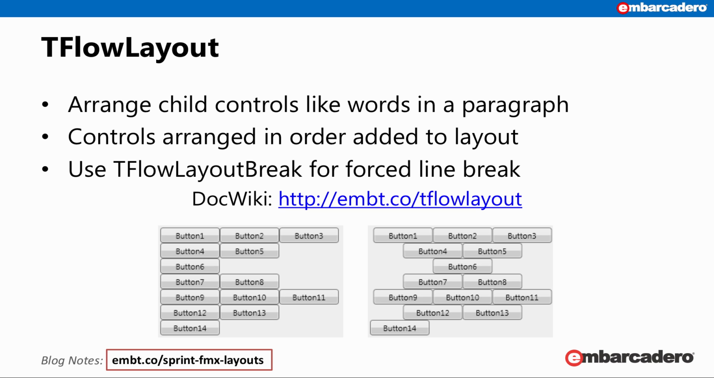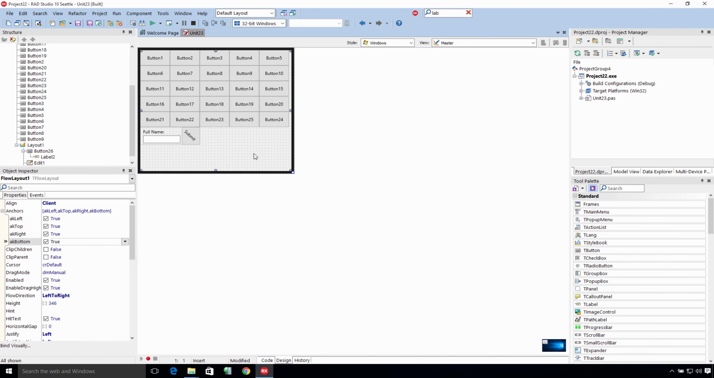The one thing though is if you do want to have a forced break, so you see in that picture on the left there, button 6 and button 5 have space after them that could be filled by a button. You do that by putting a TFlowLayoutBreak in there, and that forces a line break. So it's like a hard carriage return in a paragraph of text. So here we have a TFlowLayout with a bunch of buttons on it.